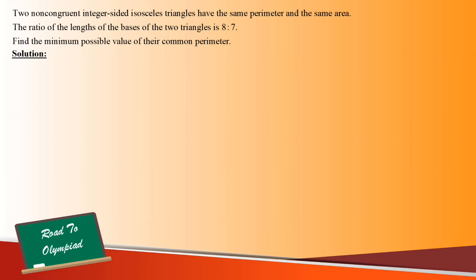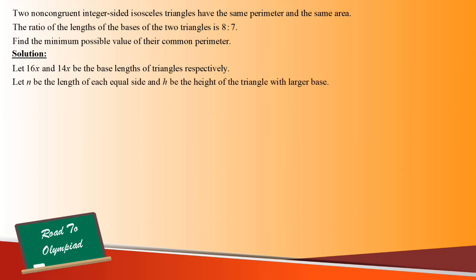Now, let's move forward to the second solution. Here, we can let 16x and 14x be the base lengths of the triangles respectively. Also, let n be the length of each of the equal sides, and h be the height of the triangle with the larger base. Since the triangles have the same perimeter and the same area, we can easily find that the length of each equal side of the triangle with the smaller base must be equal to x plus n, and its height must be equal to 8/7 h.